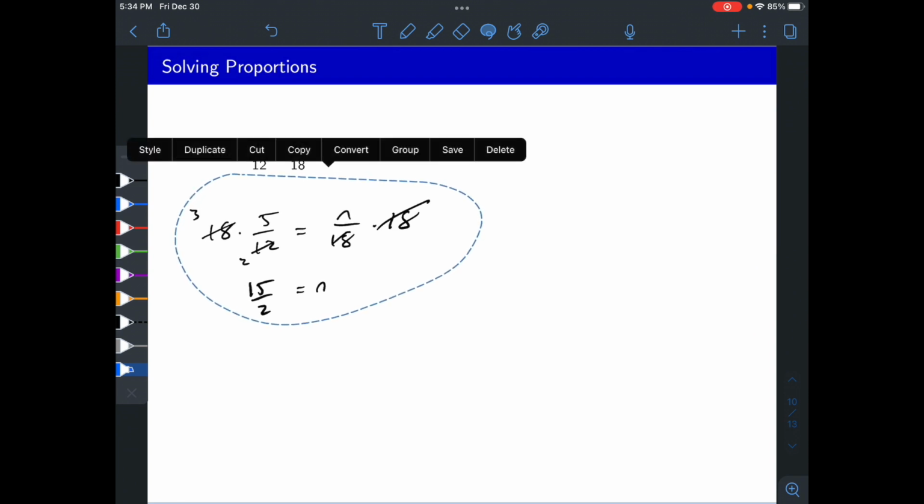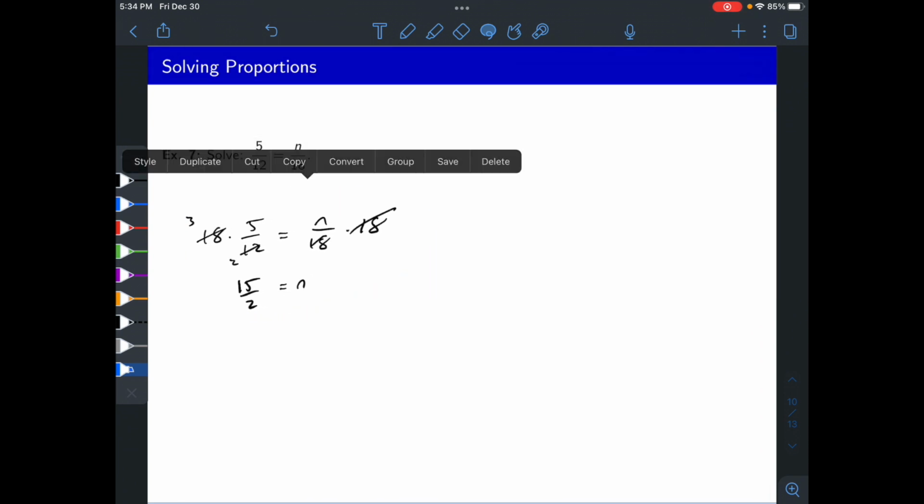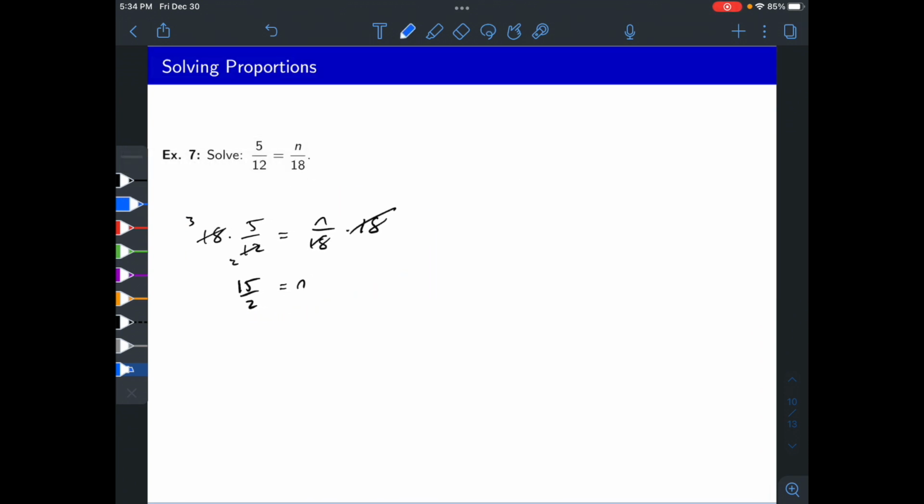I will tell you my pet peeve with this. The book does this too, and it blows my mind that it does this. So okay, all we had to do here was just get n by itself, right? You just have to multiply by 18 and then you're done. There's just one step you have to do. For some reason, a lot of people will do the following.